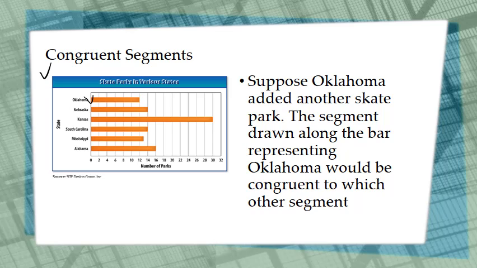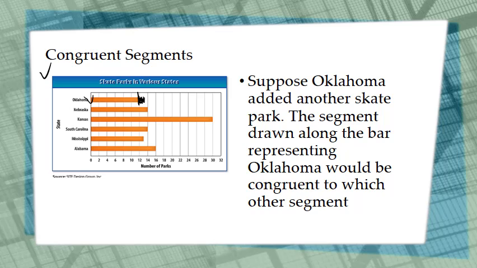So right now, as we look at this, Oklahoma must have 12 skate parks. And of course, we've got a scale of 2 down here on the horizontal axis. So if they added another skate park, this would put them right about here. And we're asked to determine which other segment it would be congruent to. So now they've gone from 12 to 13.